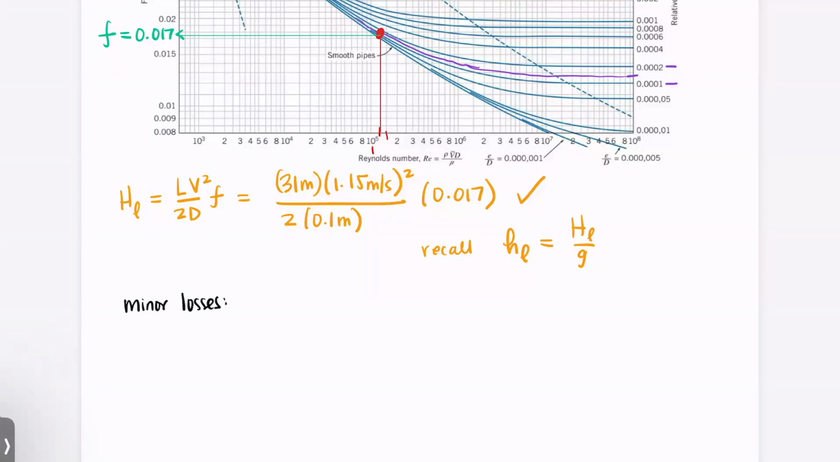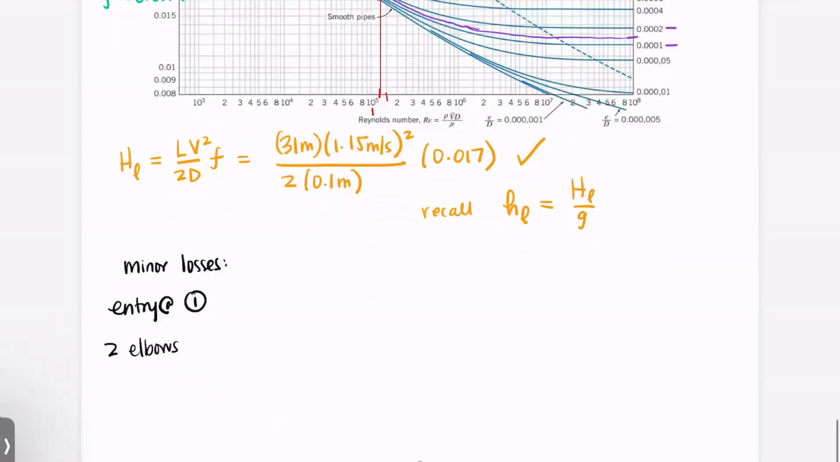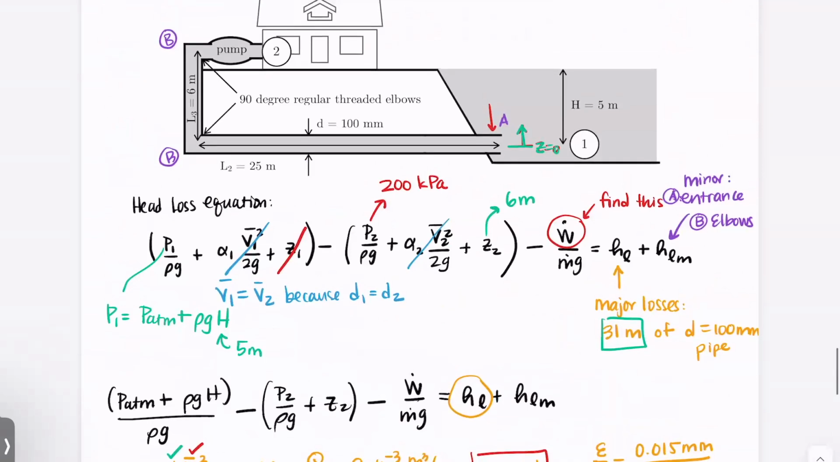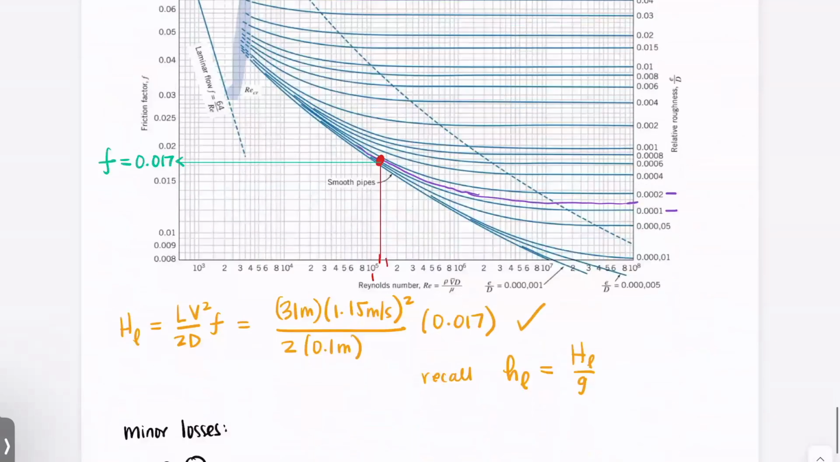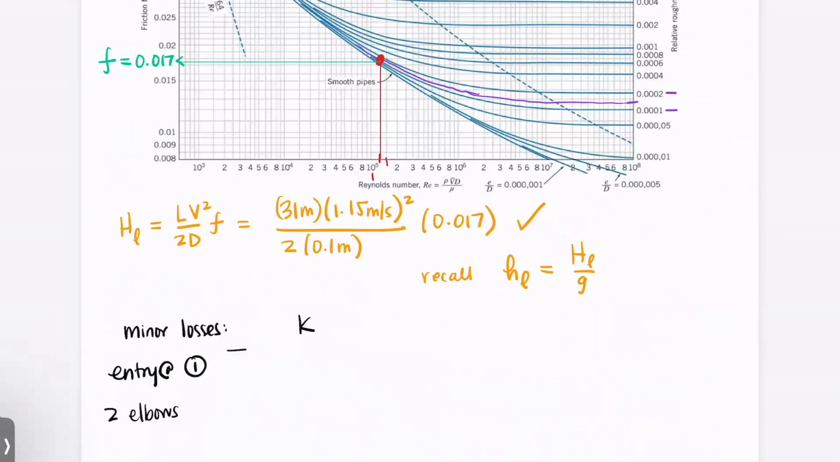So we have an entry at point 1. We have 2 elbows. And then that's all, right? Yes. Okay, so let's find our K values for those.